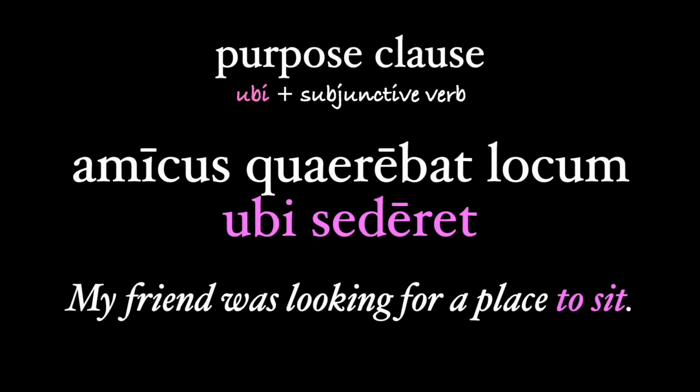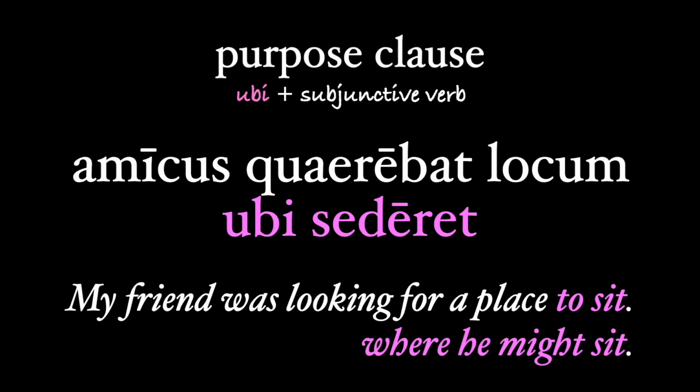In Latin we could also use ubi and other words of location or motion to show purpose with the subjunctive. Amicus quaerebat locum ubi sederet. My friend was looking for a place to sit, or where he might sit. From the context, we can see that the purpose of looking for the place was to sit there, and the subjunctive sederet shows a hoped for and intended rather than a real event.